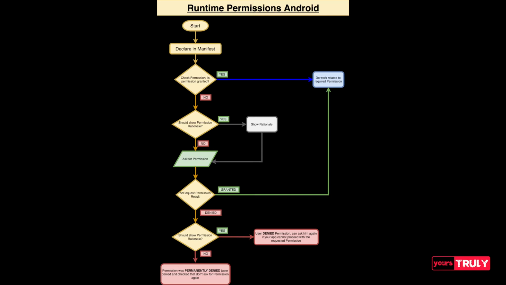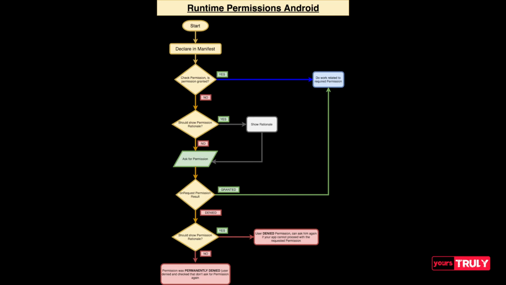And then when you ask for permission, the system tells whether the permission is granted in a method, and this method is called onRequestPermissionsResult. In this method, if the permission is granted, then again you do the work related to your required permission. Otherwise, when the permission is denied, there can be two cases. The permission is denied just once.